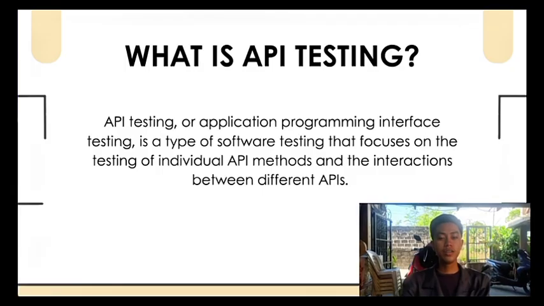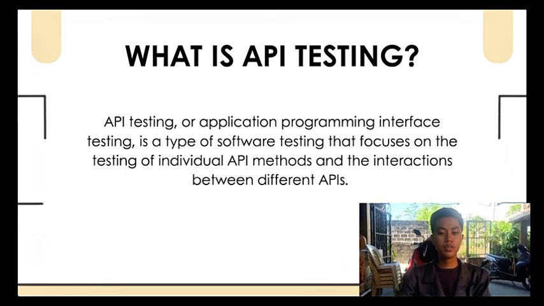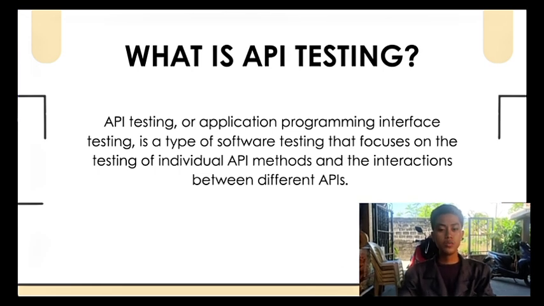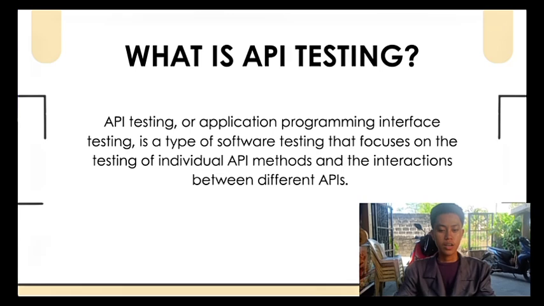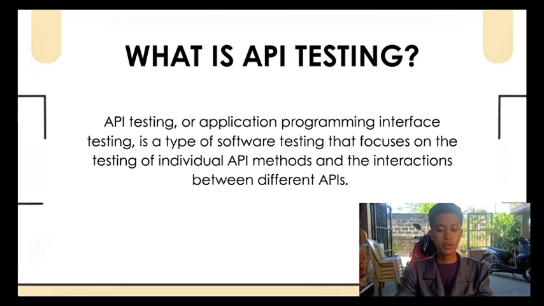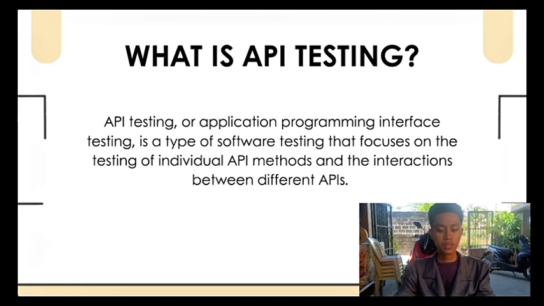API testing is application programming interface testing. It's a type of software testing that focuses on the testing of the individual API methods and the interactions between different APIs. Ang API testing ito ay parang tulad ng nag-uugnayan sa dalawang magkabilang program o system para magkaintindihan sila. Ang madaling salita, ang API ay parang isang messenger na nagpapasa ng impormasyon mula sa isang system papunta sa isa pa.